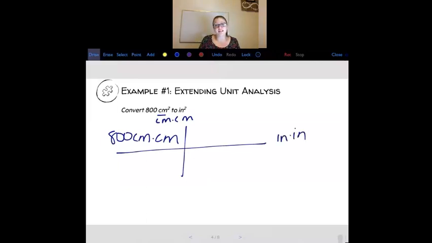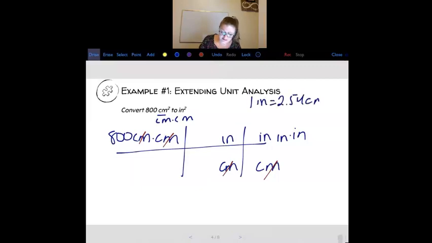Okay, so when I see centimeters and centimeters, I make sure that I set it up twice. I need centimeters to cancel twice, so it needs to be in the denominator twice. And then my goal is to get to inches, so I'll write inches in inches. 1 inch is equal to 2.54 centimeters. So that's how I would continue to build the dimensional analysis. 1 inch is 2.54 centimeters.